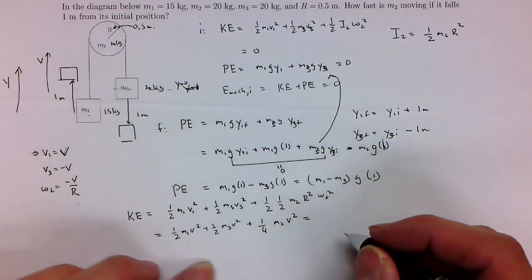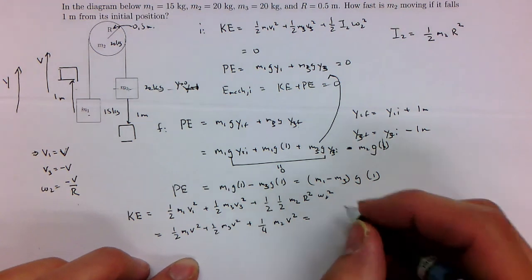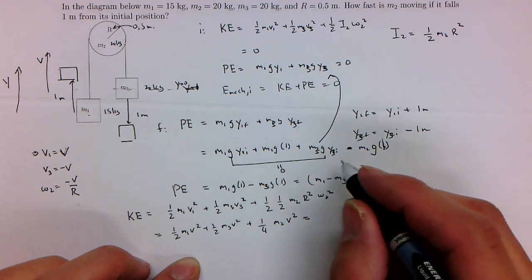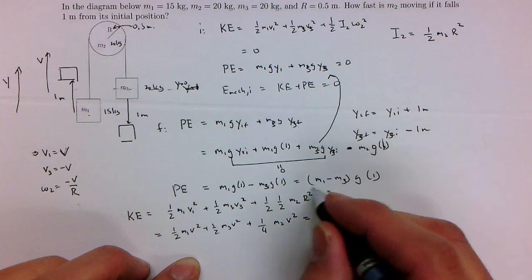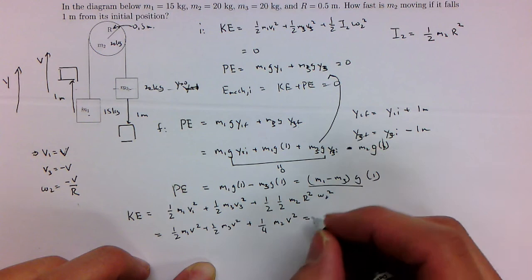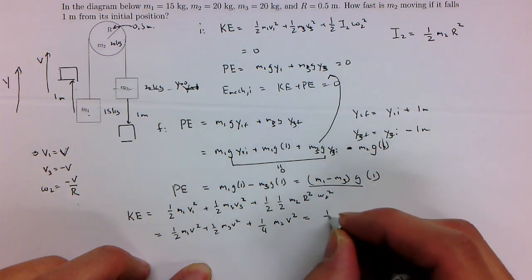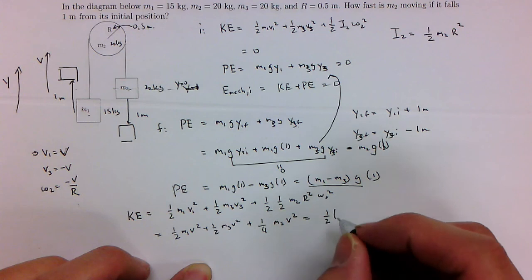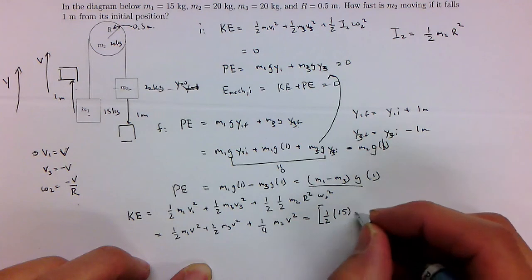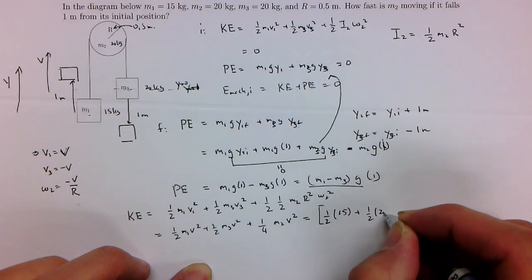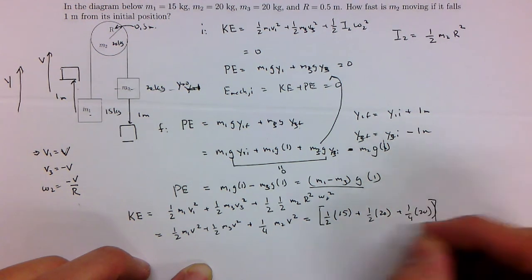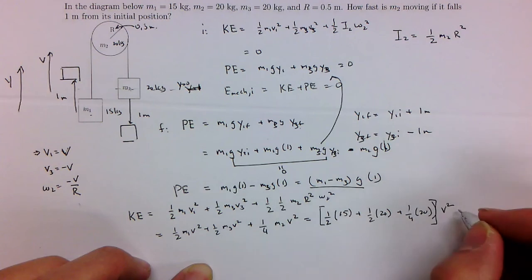So what this ends up giving you is something actually very nice and simple. We'll set this equal to the potential energy, which is right here. Okay, so this is negative that, so that's whatever this is. So let's just write this thing down. It will be 1/2 of 15 kilograms plus 1/2 of 20 kilograms plus 1/4 of 20 kilograms times v squared, which is what I want to find.